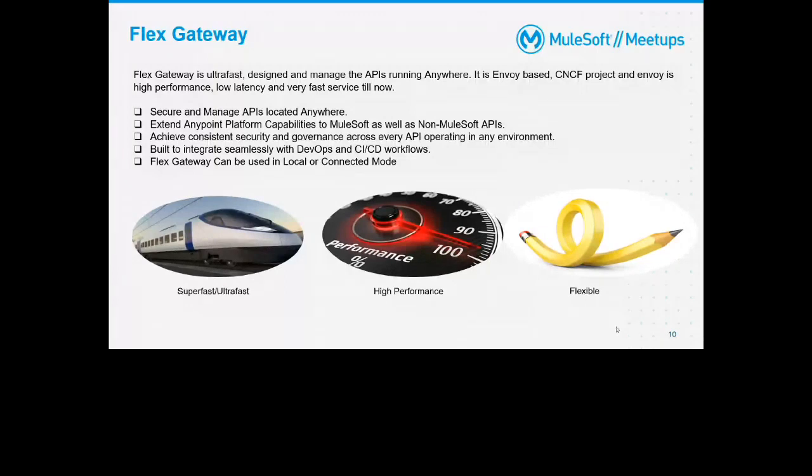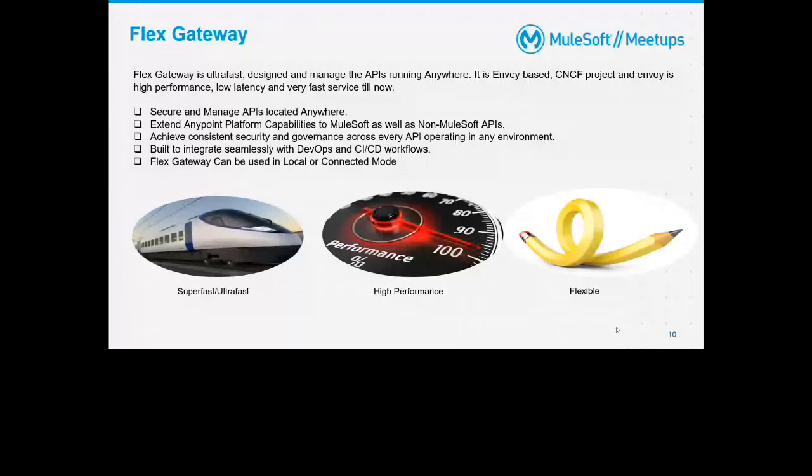You can easily integrate your Flex Gateway with CI/CD pipelines also. Generally, Flex Gateway can be created in two modes. One is local mode and the other is connected mode. So what does this mean? When you are setting up the Flex Gateway in connected mode, it means your Flex Gateway will get registered in your Anypoint Platform. Let's consider you are setting up your Flex Gateway on Docker, right? Docker might be running in your local environment, maybe on AWS, maybe on cloud.